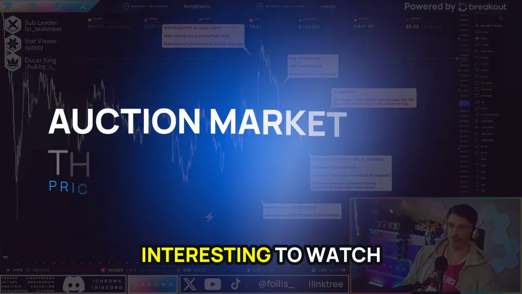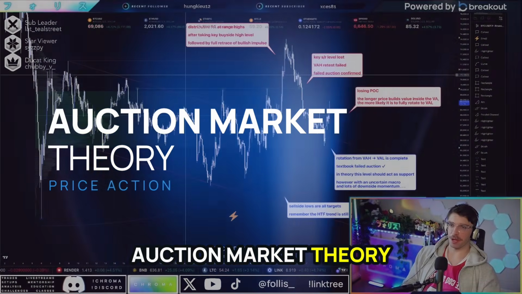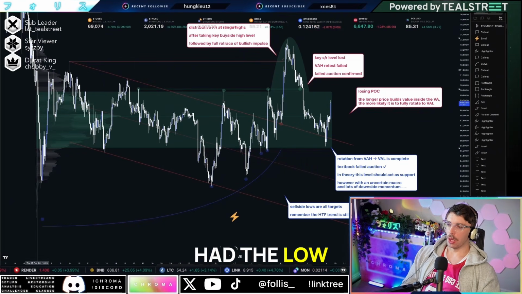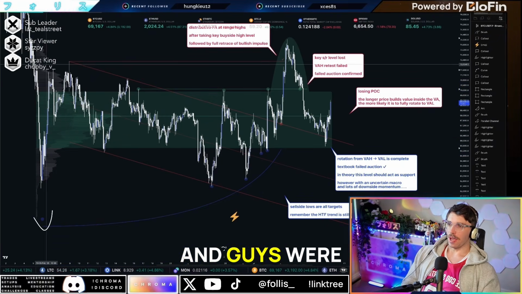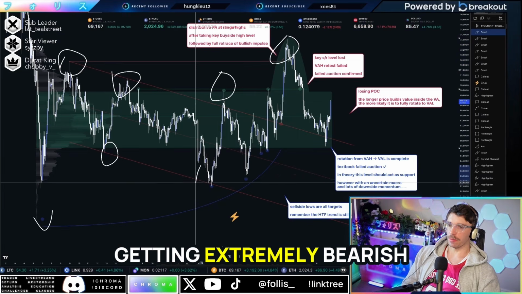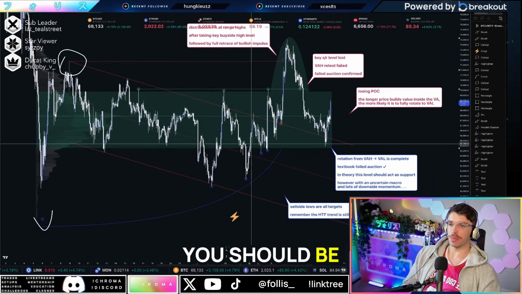This was very interesting to watch, how clean the auction market theory price action has been in this little range, okay? So we obviously had the low put in here, start of February. We've basically had this range, right? And guys were getting bullish at the highs and guys were getting extremely bearish at the lows, which, as you well know, is not how you should be trading ranges.